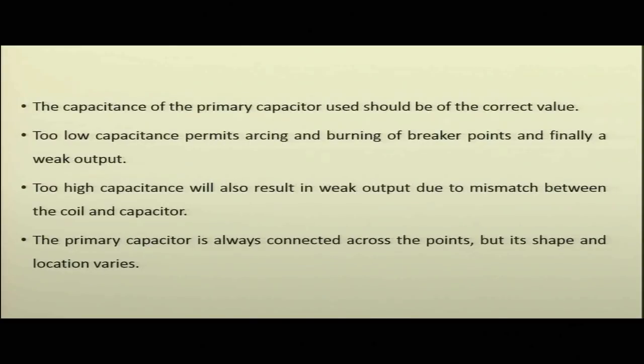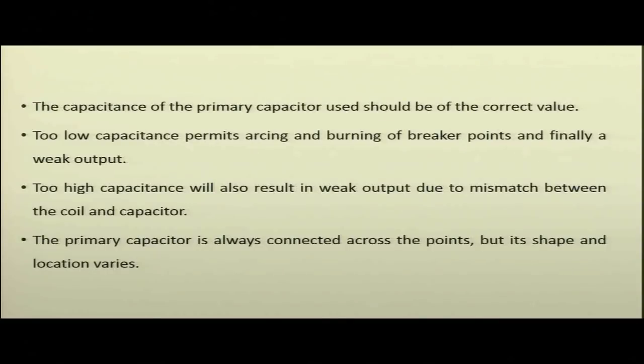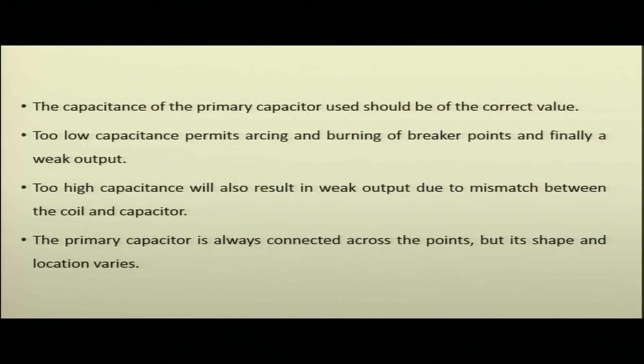Now, in both the cases, where the capacitor is of low capacitance or of high capacitance, we will have weak output. The primary capacitor is always connected across the points, but its shape and location varies.